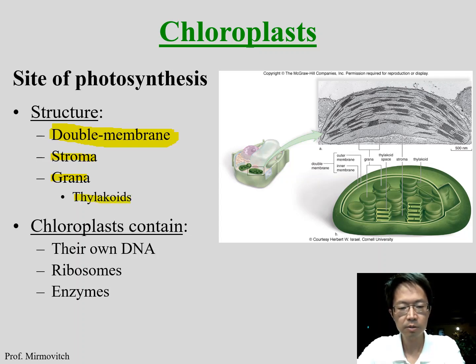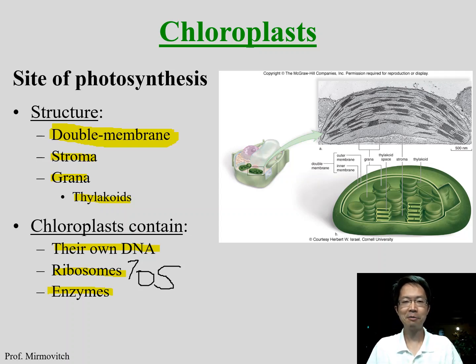And then the chloroplast contains its own DNA. It has its own ribosome. I told you that the ribosome is 70S, in case you forget. 70S. And it also has its own enzyme. Because of these three reasons, the DNA in the chloroplast is different from the DNA of the plant.